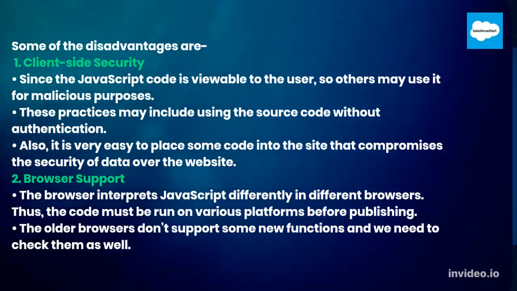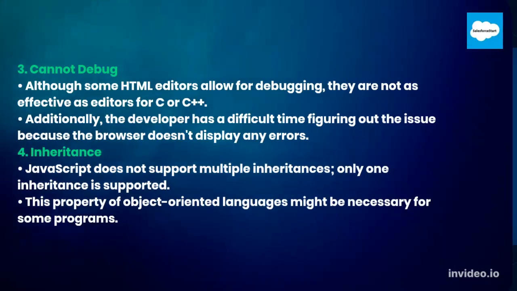The browser interprets JavaScript differently in different browsers. Thus, the code must be run on various platforms before publishing. The older browsers don't support some new functions and we need to check them as well. Number 3. Cannot debug. Although some HTML editors allow for debugging, they are not as effective as editors for C or C++. Additionally, the developer has a difficult time figuring out the issue because the browser doesn't display any errors.